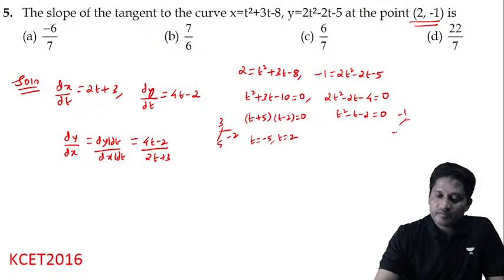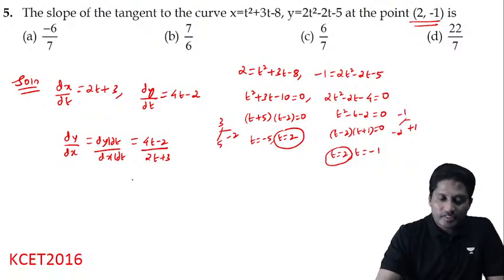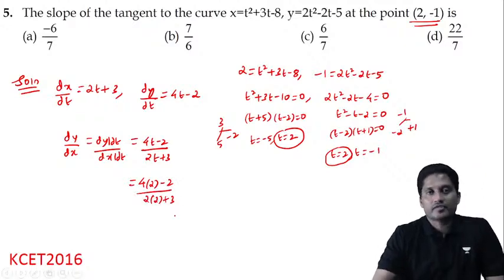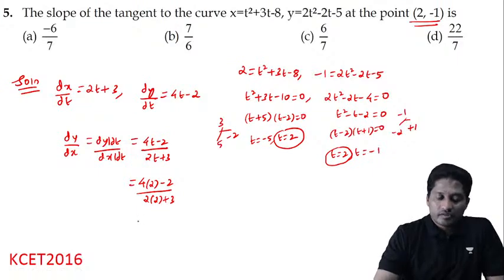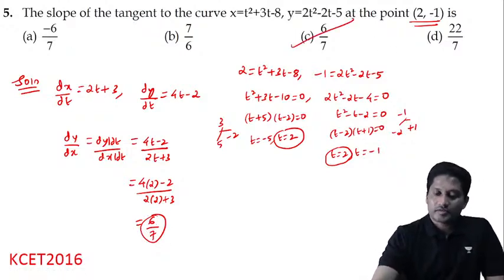Here if I split the middle term, minus 2 plus 1, t minus 2 into t plus 1 is equal to 0. From this I'll get t is equal to 2, t is equal to minus 1. Obviously the common value of t which satisfies both the equations is equal to 2. So put t is equal to 2 here, get 4 into 2 minus 2 upon 2 into 2 plus 3. This question is there in NCERT Exemplar, which was asked in 2016 paper. This is 6 divided by 7. 6 by 7. Answer is option C. Let's move to the next question.